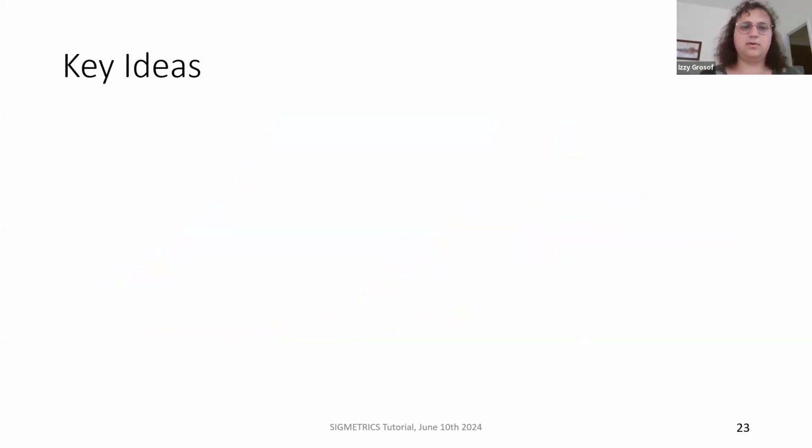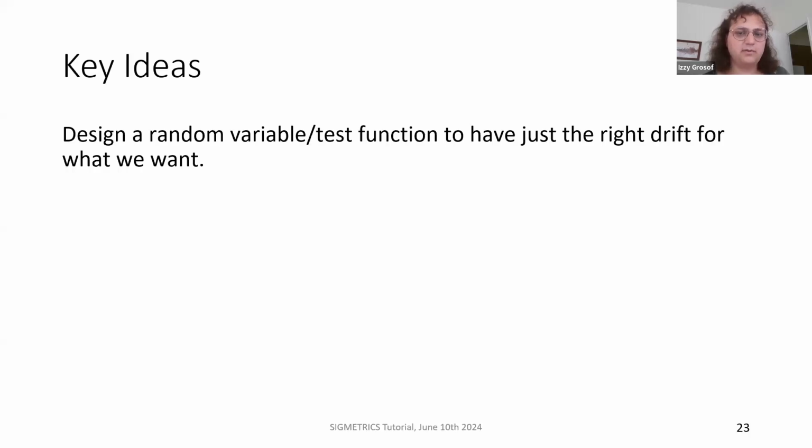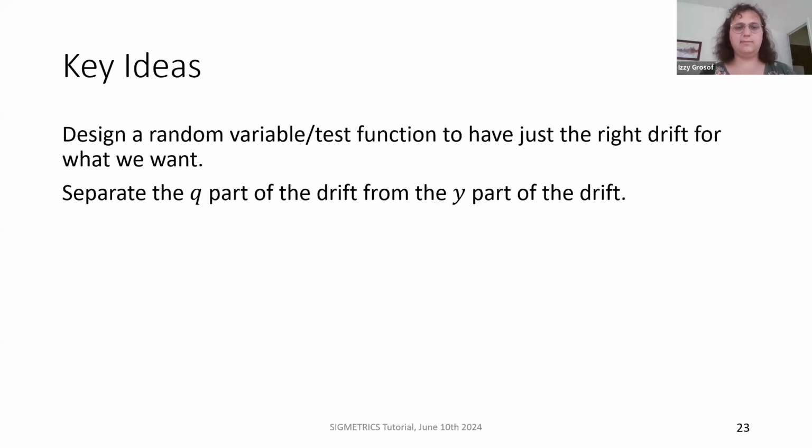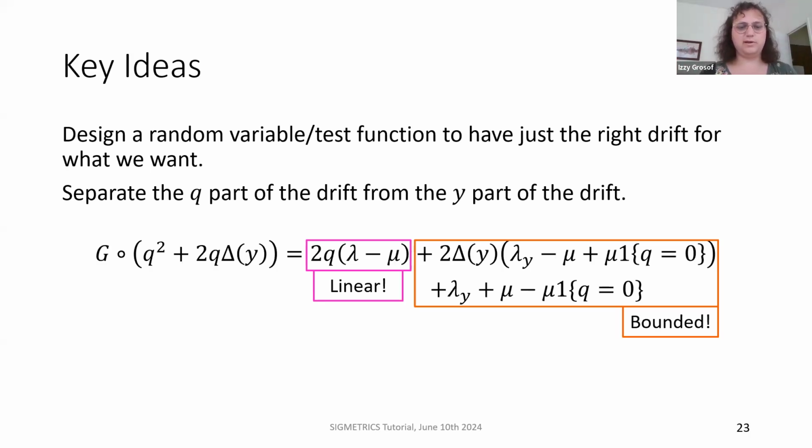All right. So let me just review some of the key ideas of this part of the talk. The key idea was we wanted to design a random variable or test function to have just the right drift for what we wanted to analyze the performance of. And the key to making that happen was to separate out the Q length dependent part of the drift from the arrival state dependent part. We did that with this particular test function, which we developed by finding just the right delta to cancel things out. And that gave us a linear term over here, dependent on the Q length, and a bounded term over here that didn't care about the Q length beyond whether it's 0 or not.